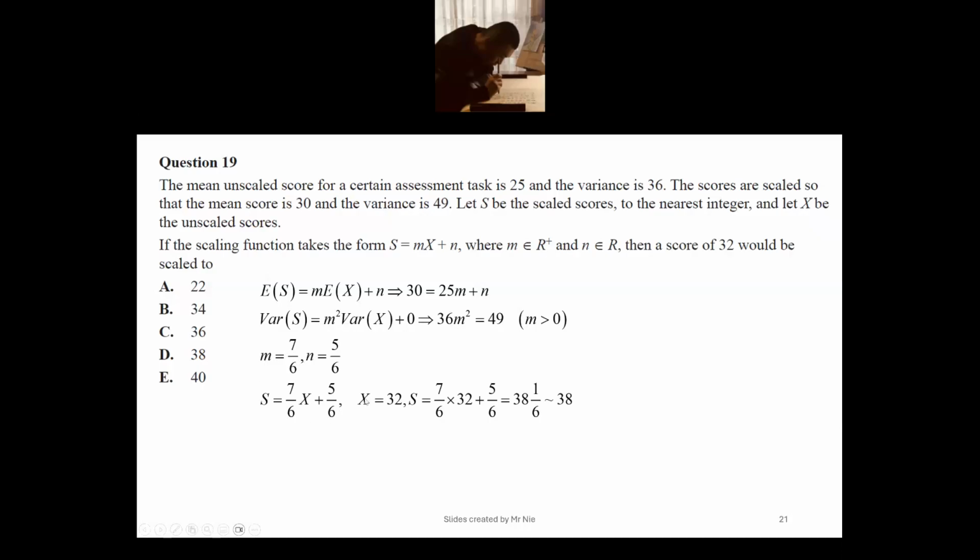And you just need to put in the original score, 32, multiplied by 7 over 6 plus 5 over 6, which is 38 1 over 6. And it's rounded to 38.